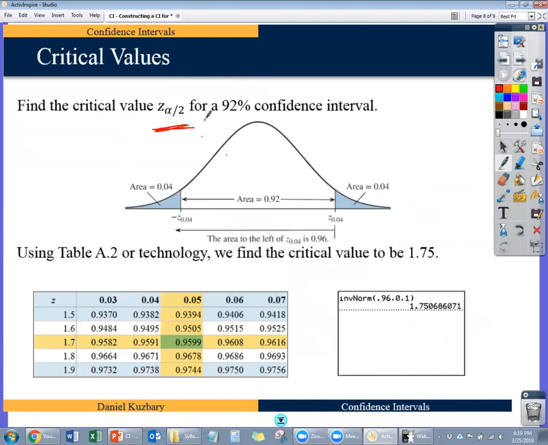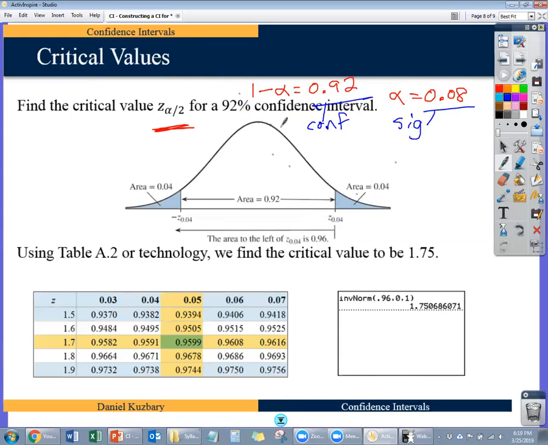I want to find z sub alpha over 2 for a 92% confidence interval. Okay, so 92% confidence interval, that means 1 minus alpha is equal to 0.92. So those are the same thing. So that means alpha has to be equal to the opposite of that, which is 0.08. Okay, do you see how this is my confidence level, and my significance level is this one, the opposite of that. So they're always opposites. Once you know one, you can find the other.